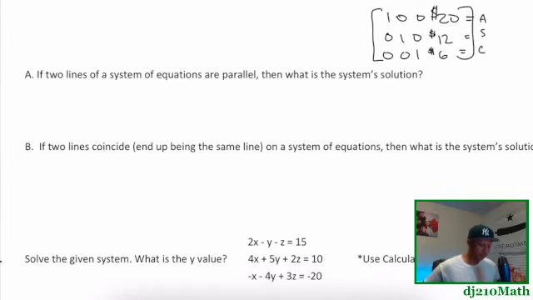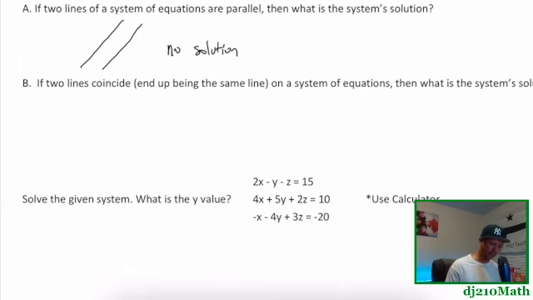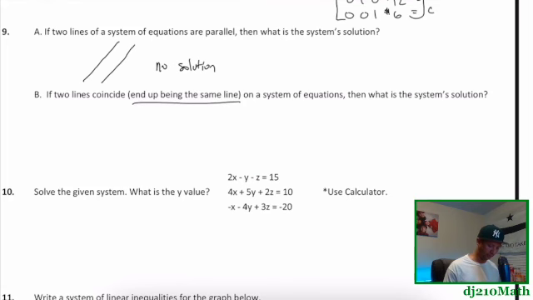If 2 lines of a system of equations are parallel, then what is the system's solution? Two lines that are parallel never intersect, so no solution. If 2 lines coincide, they end up being the same line. So if here's a line, and here's the same line, they coincide. We have infinitely many solutions.